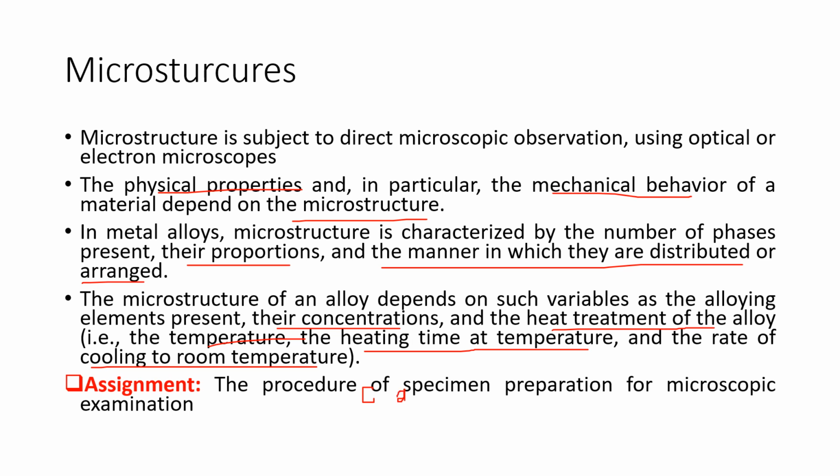For example, in the iron carbide diagram, suppose we add carbon at 0.8%, we can get a different alloying element. Or suppose we change the composition of carbon from 0.8 to 2%, we can get a different alloying element.